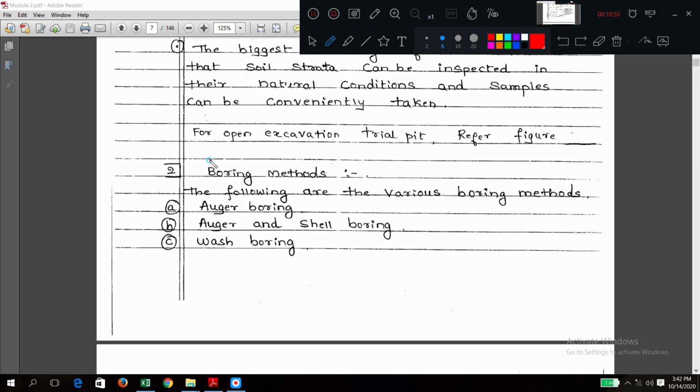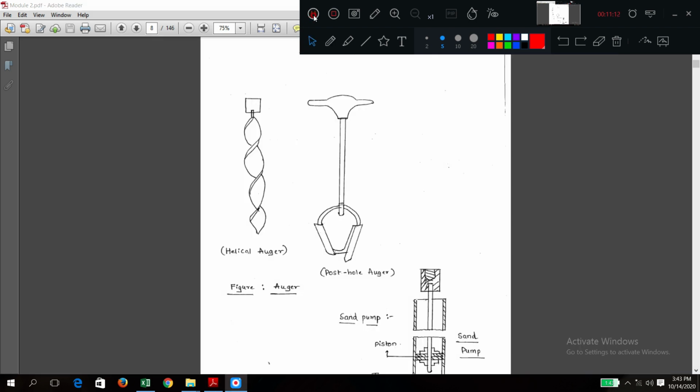Next type of method, boring method. Here instruments are going to be utilized. We have three types: auger boring, auger and shell boring, and wash boring. This is a typical auger instrument. It is called an auger. There may be different types of augers, and when you come to this diagram, next we will see the auger and shell arrangement.